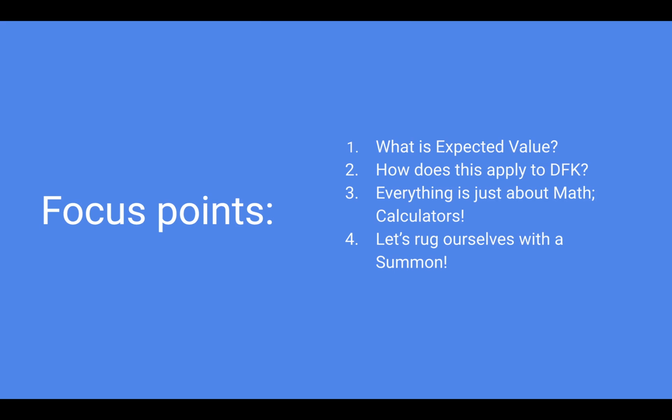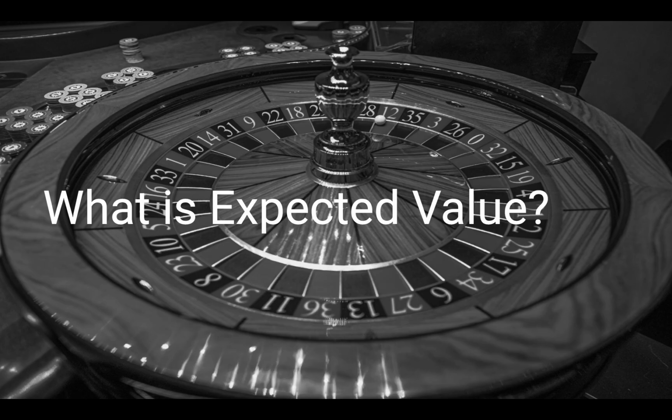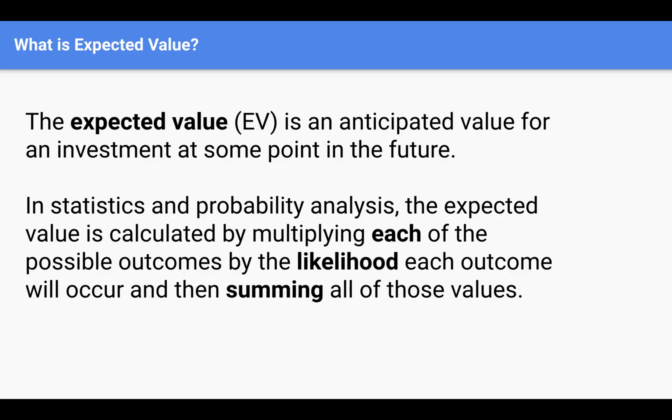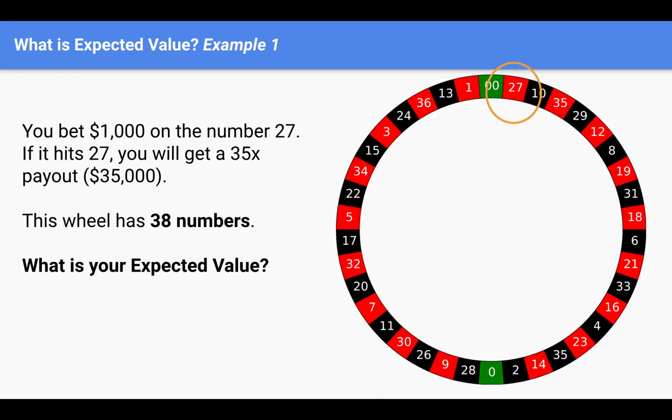So let me recap, my bad. These are the 4 things we're going to do today: what's the expected value, how does it apply to DFK, showing the calculator, and then rugging ourselves, and then the questions. So the expected value theory is here. It's basically multiplying each possible outcome by its likelihood. And then the question is here. And now you can see the wheel, right? So thanks for highlighting.